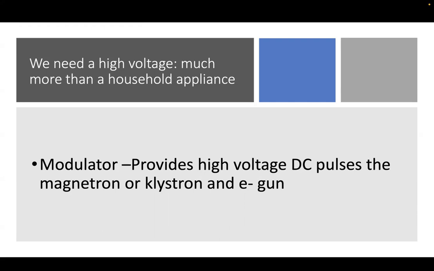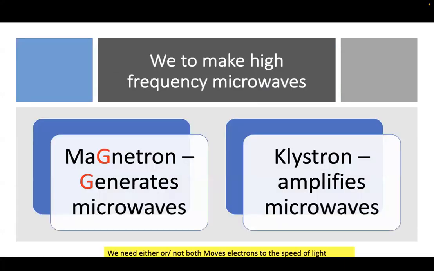So we have something in our room called a modulator cabinet. That modulator provides high voltage, direct current, actually, pulses, to the magnetron and the klystron. So it provides the voltage for the magnetron and the klystron. Now you don't need both, you need one or the other. A magnetron, with a G, generates microwaves, and a klystron amplifies microwave power.